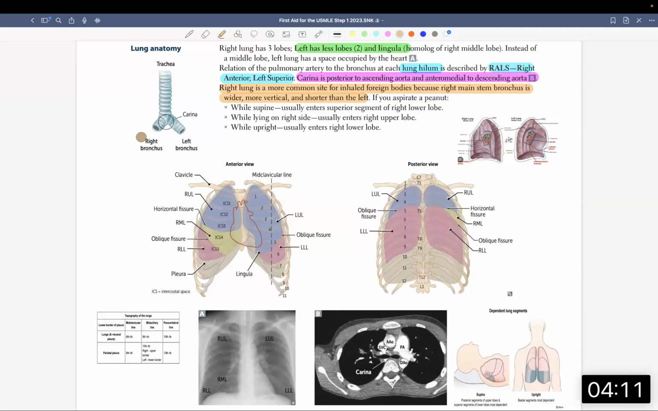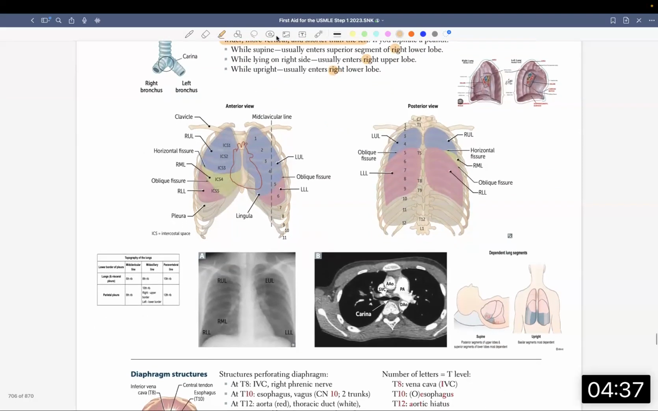So if you aspirate a peanut while supine, it usually enters the superior segment of the right lower lobe. That was one part, we're coming to this in a sec. While lying on the right side, it usually enters the right upper lobe. When upright, it usually enters the right lower lobe. So either way, it's always going to be the right side.